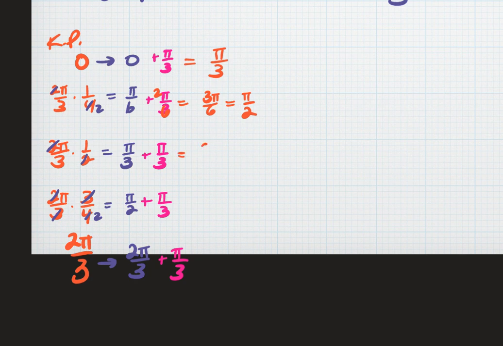Pi over 3 plus pi over 3 is 2 pi over 3. Pi over 2 plus pi over 3. This becomes 3 pi over 6 and 2 pi over 6. So 5 pi over 6. And 2 pi over 3 plus pi over 3 is 3 pi over 3, which becomes pi.